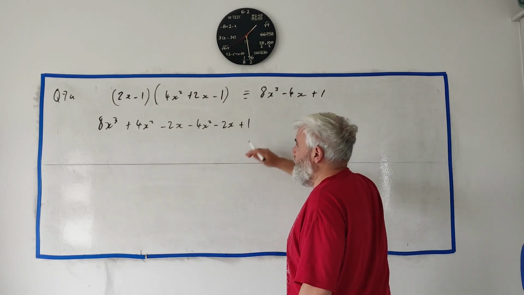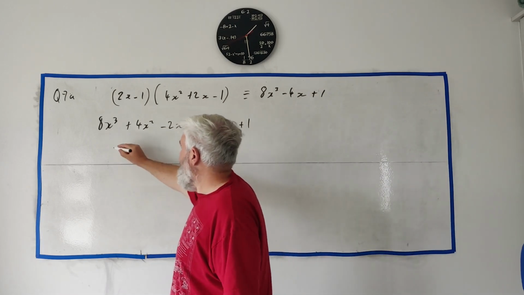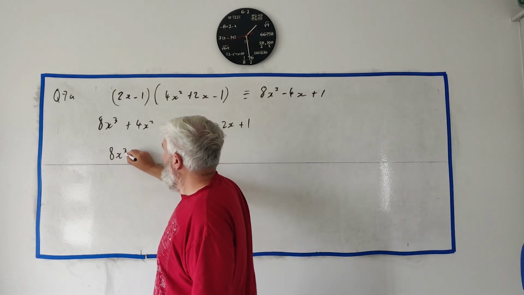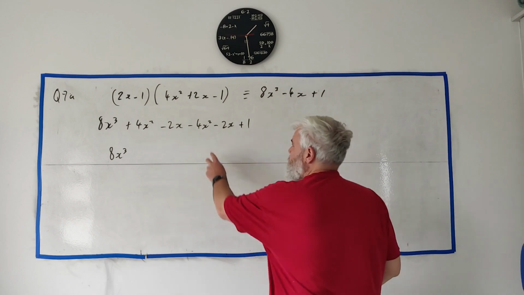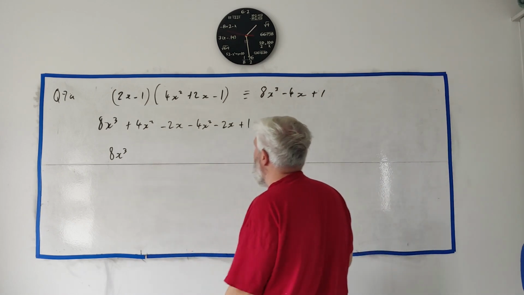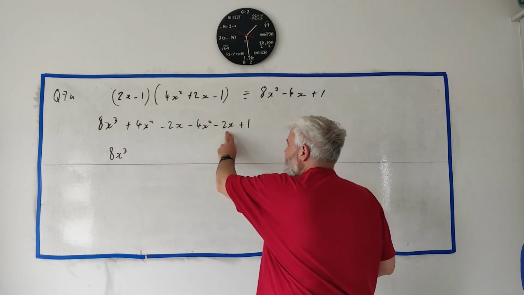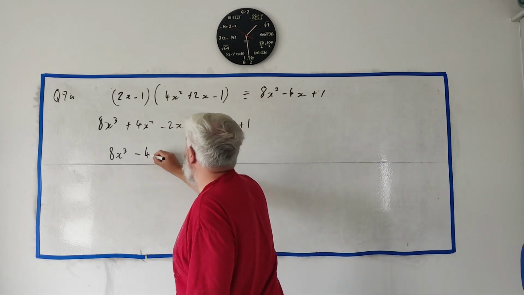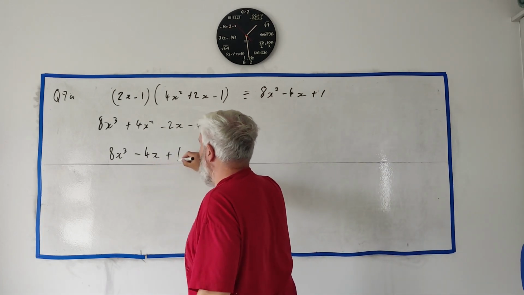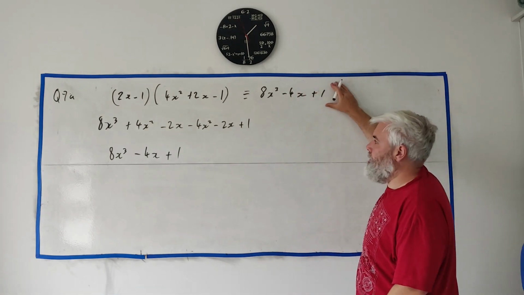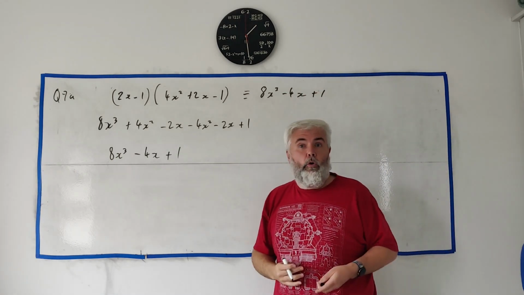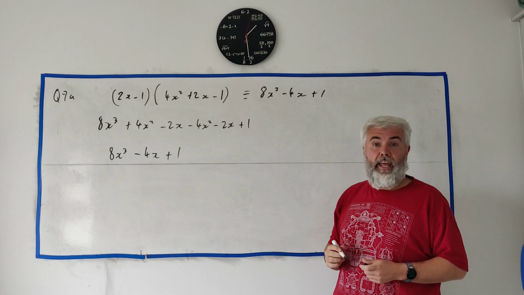If we clean all this up, all the x cubes together, we get 8x cubed. All the x squares together, they actually cancel and we get nothing. All the x's together, we get minus 4x. And all the numbers together, we get plus 1, which is equal to what they wanted us to verify. So that's part A done.